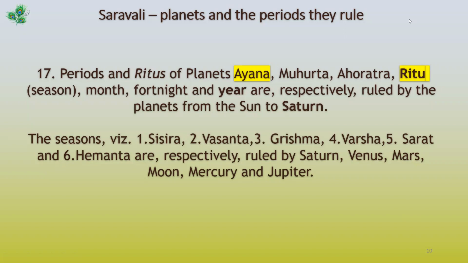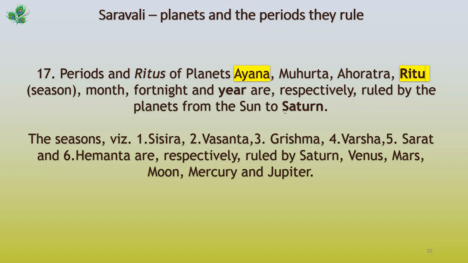And I need you to figure out, because next time I will ask which Ritu and what season you're born in. Now, the seasons are a big thing, because each of these, like Ayana, Muhurta, Ahoratra, Ritu, which is nothing but seasons, month, fortnight, and year. These are all the periods of time, and they are ruled by planets from Sun to Saturn.